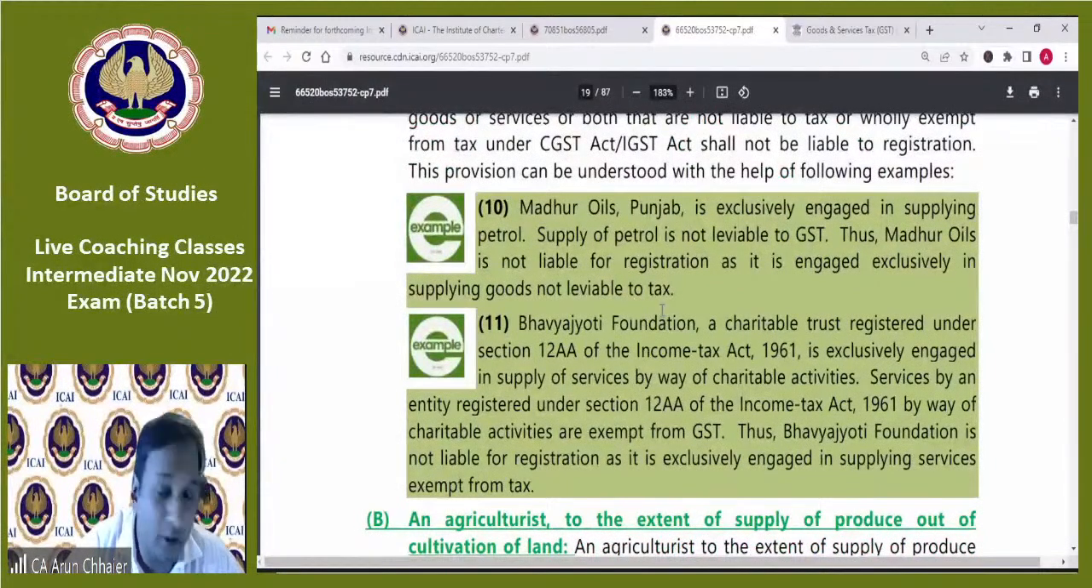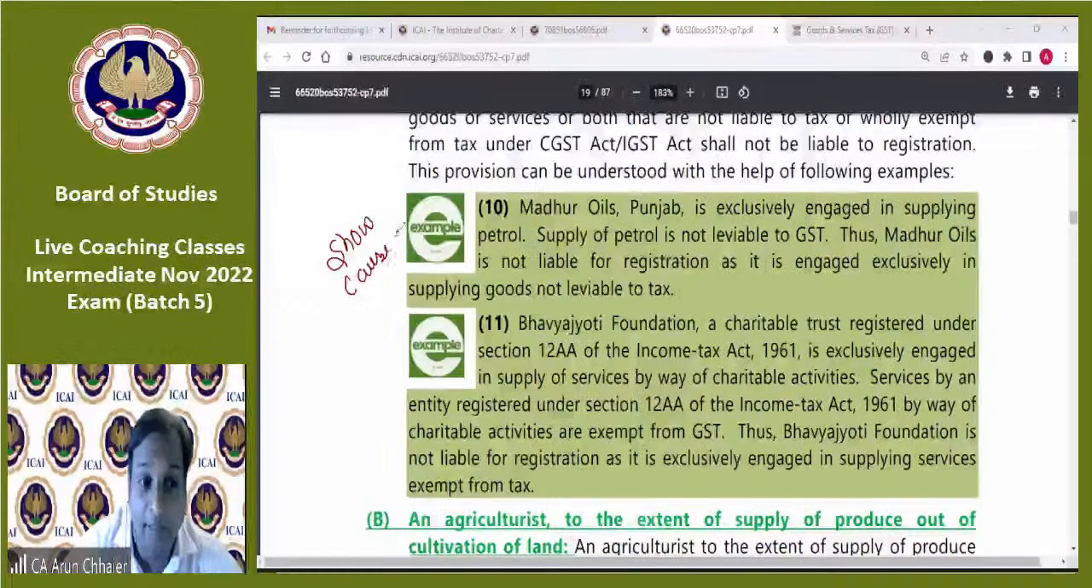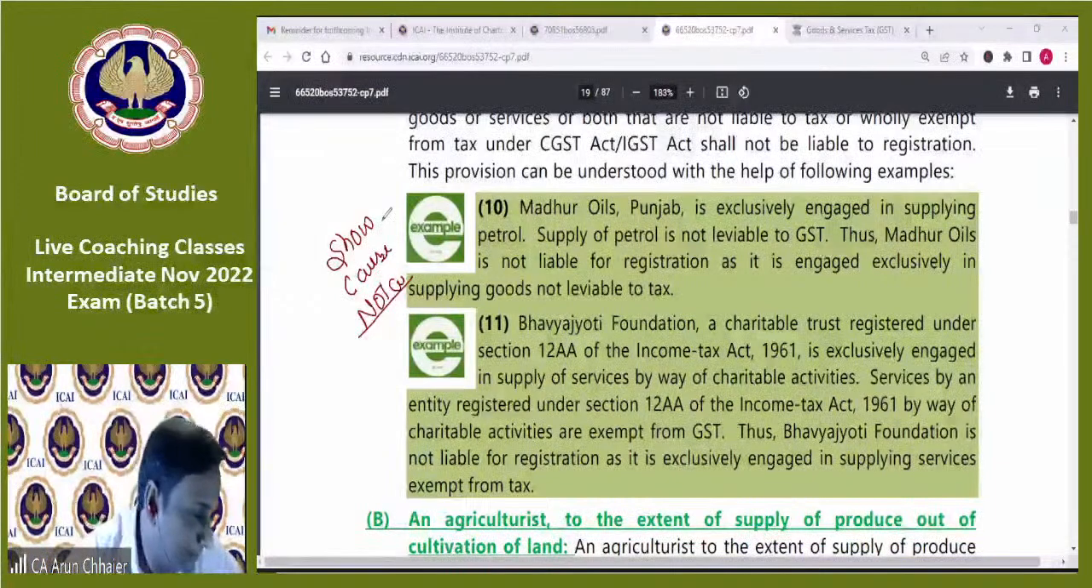What is the SCN? Short name of show-cause notice. What is the full form of SCN? Show-cause notice. Whenever the department issues a notice, it is called a show-cause notice. It means: tell me the reason why I should not reject your application. So, show-cause notice.